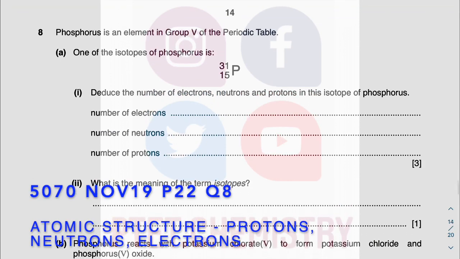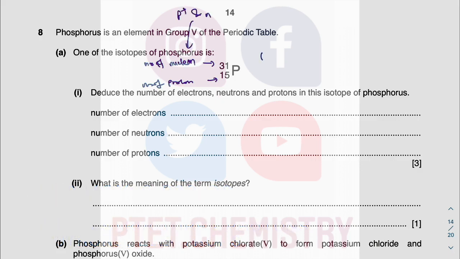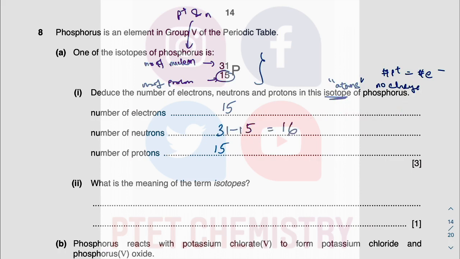Next bit, phosphorus. This is the proton number. This is the number of nucleons. Nucleon is proton and neutron together. So what you're going to get is that isotopes are atoms. So in an atom, there's no charge because the number of protons balances out the number of electrons. Proton is the easiest, 15. It's 15 electrons because, well, no charge in an isotope. The number of protons balances out the number of electrons. Number of neutrons is 31 minus 15 there. Nucleon minus proton gives you the number of neutrons.